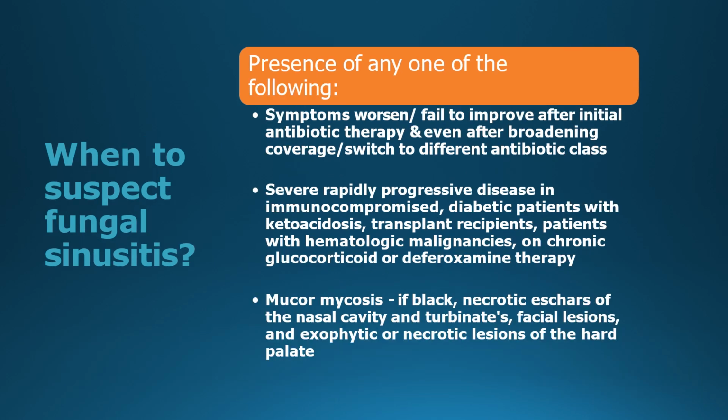Then, when to suspect fungal sinusitis: when symptoms worsen or fail to improve after initial antibiotic therapy, or even after broadening the coverage or switching to a different antibiotic class. Second is severe, rapidly progressive disease in immunocompromised patients, such as diabetic patients with acidosis, transplant recipients, patients with hematologic malignancies, or chronic glucocorticoid or deferoxamine therapy. We suspect mucormycosis when there are black necrotic eschars of the nasal cavity and turbinates, facial lesions, and exophytic or necrotic lesions of the hard palate.